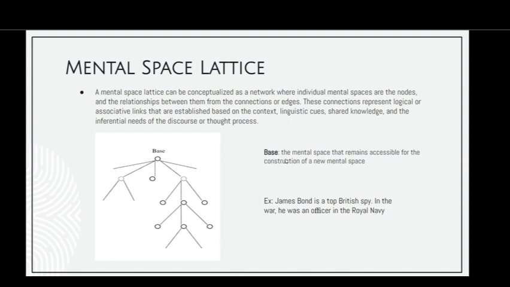In the next sentence, "In the war, he was an officer in the Royal Navy," we can clearly see that there are two phrases that lead to the creation of two separate mental spaces. "In the war" creates the mental space of a war, which leads to fighting and conflict, and the words "in the Royal Navy" lead to the creation of another separate mental space. So we can see how three different mental spaces are created here and how they interact with each other. The combined interaction will help in the total understanding of the sentence.